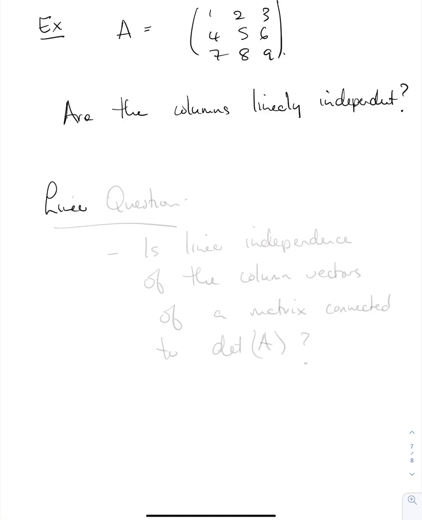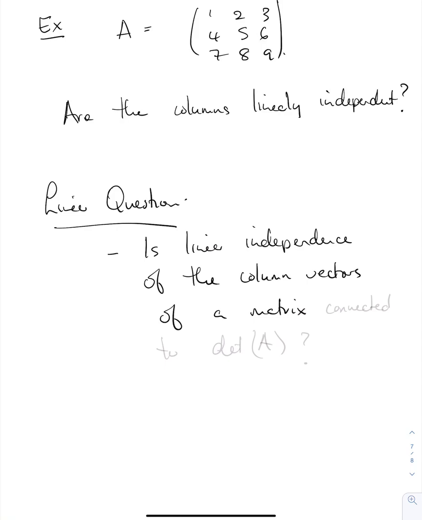Let's stop here, but I do want to acknowledge many questions that you might have. We just introduced linear independence. So is linear independence of the columns of a matrix connected somehow to the determinant of a matrix? Yes. Think on it. We'll talk about more later. See you next time.